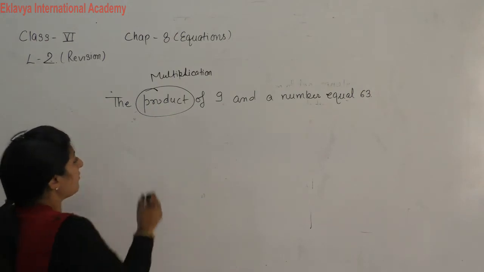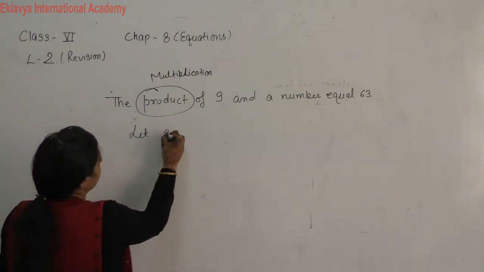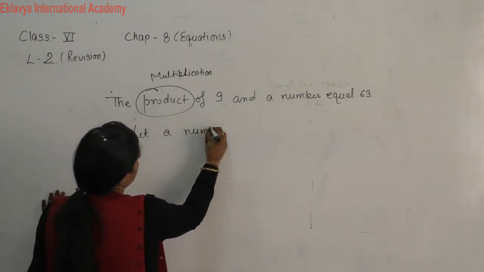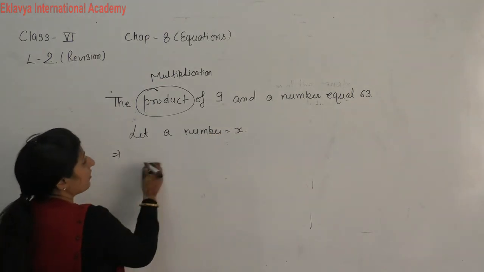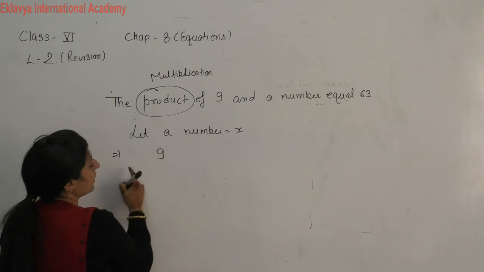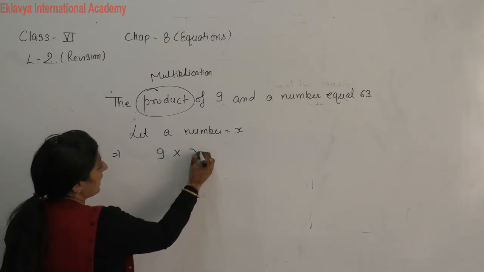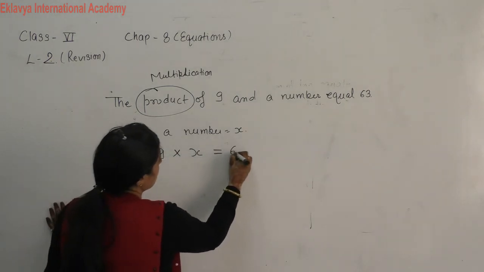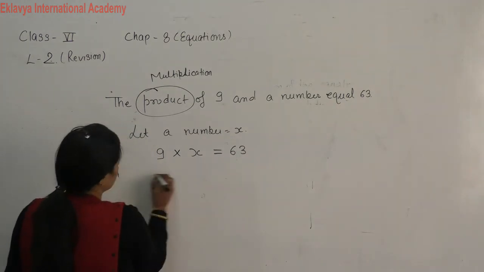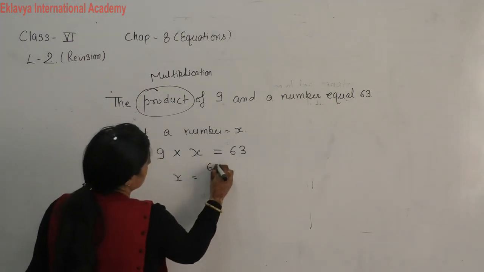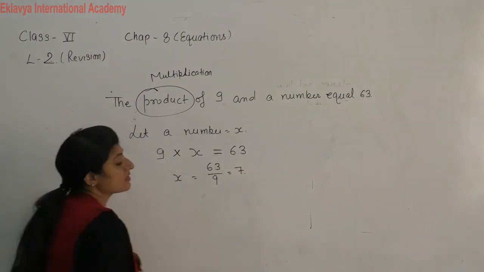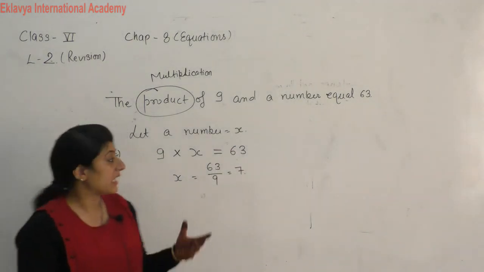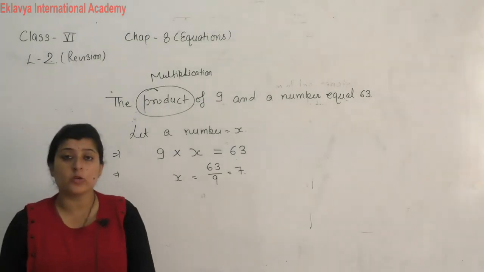So we don't know the number, so we can say let the number be x. Then the product of 9, according to the question, 9 multiplied by x, equals, means equal sign, 63. Then x becomes 63 divided by 9. 9 sevens are 63. This way you can find out the value also.